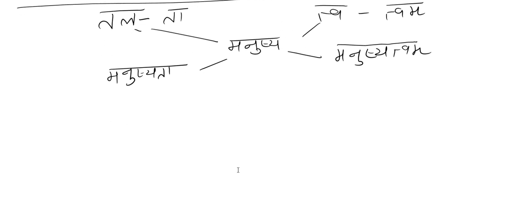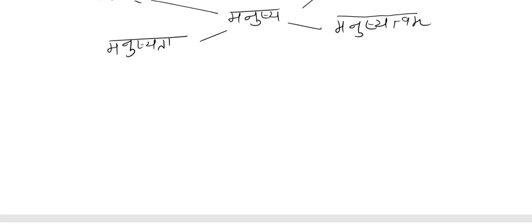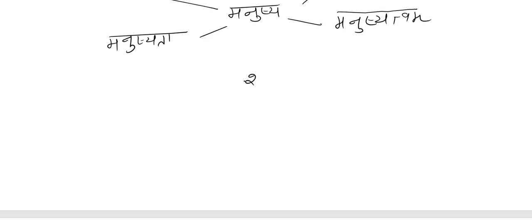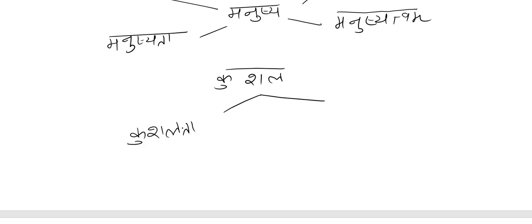If the example I am taking is the word Kushal, and I am adding Tal and Tvam here, it will become Kushalta and Kushaltvam. These words will be formed. So I hope you all understand these things.